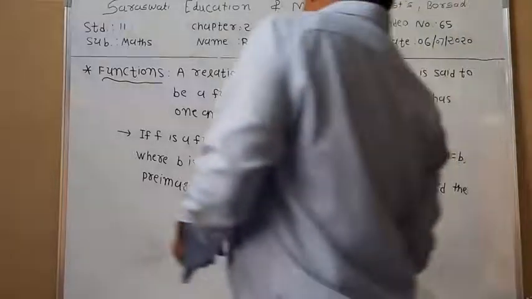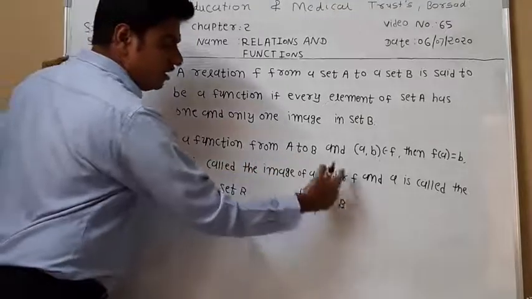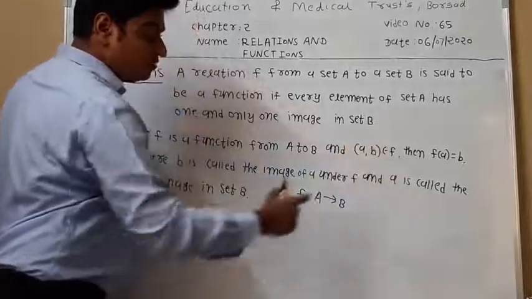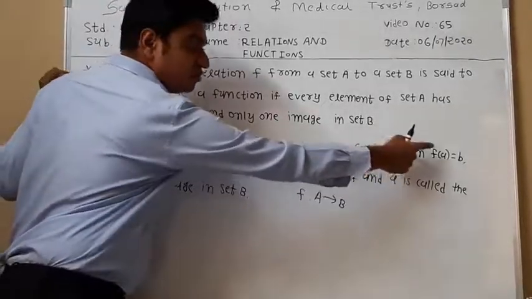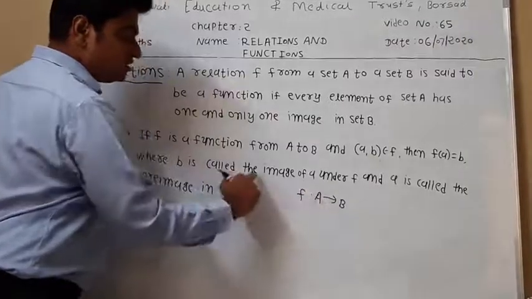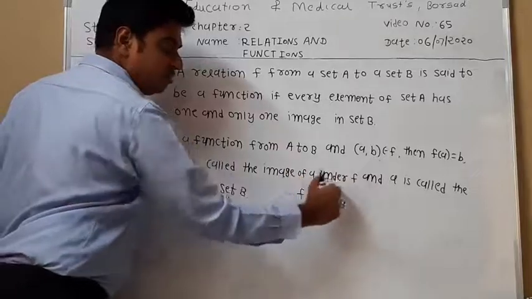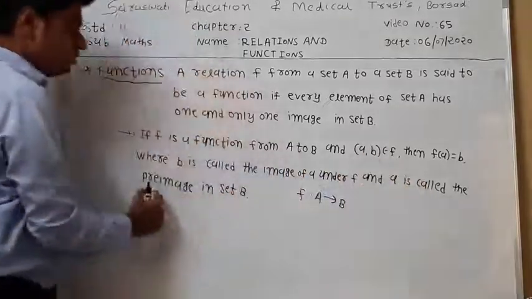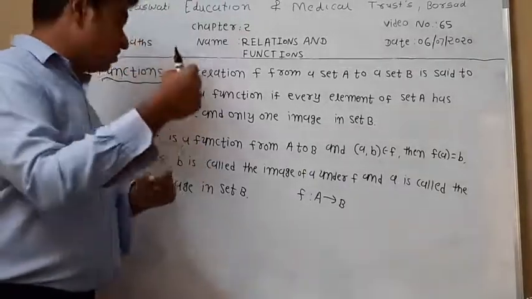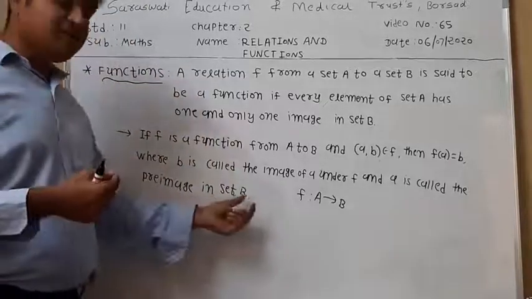Once again, here f is a function from A to B. Now the ordered pair (A, B) belongs to f. Then f of A is equal to B. So here B is called the image of A under f, and A is called the pre-image of B.